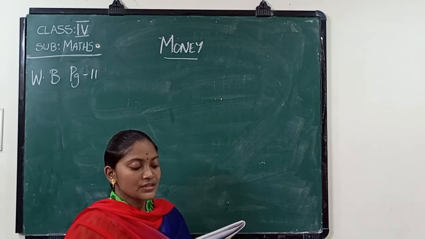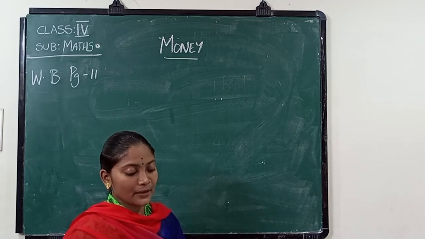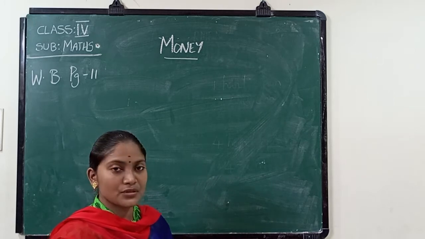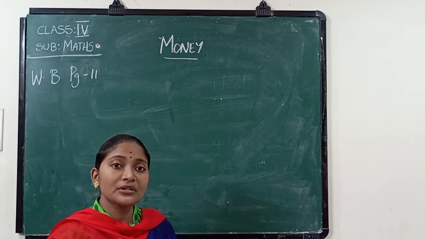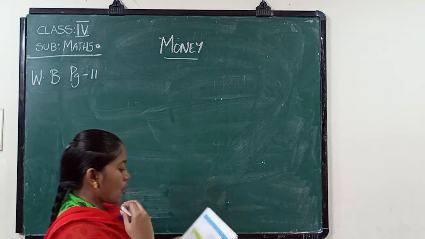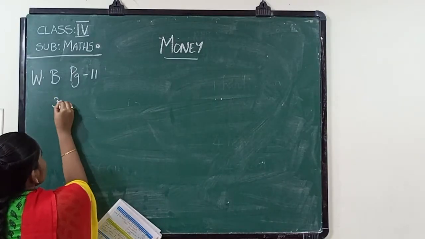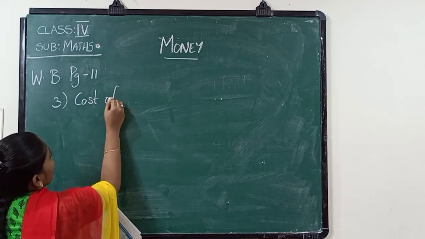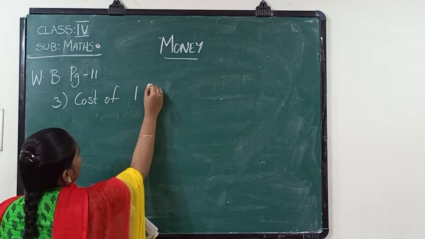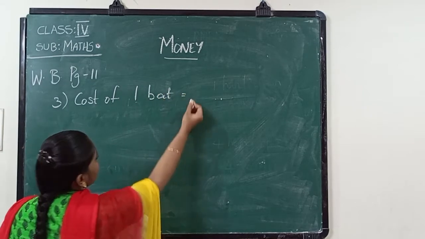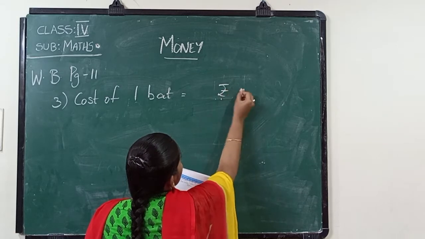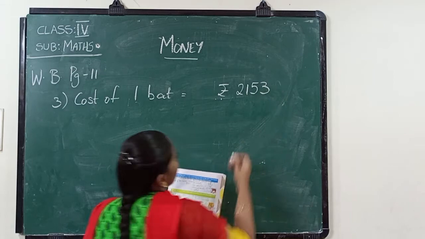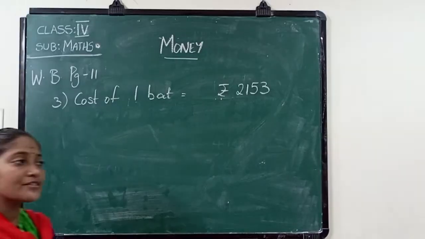Find the cost of 12 cricket bats if each cricket bat costs rupees 2,153. And what about the 12 cricket bats? Now see, the cost of one bat. What is the cost of one bat? Rupees 2,153. What about the cost of 12 bats?